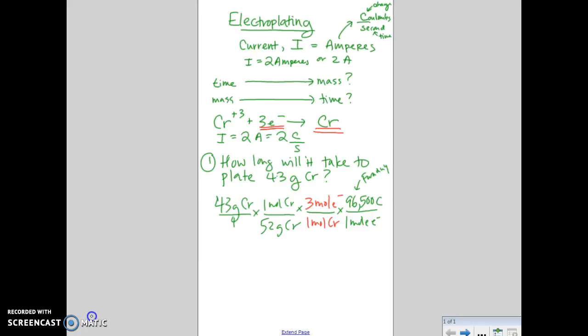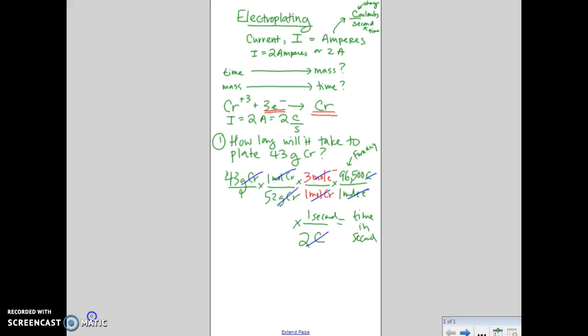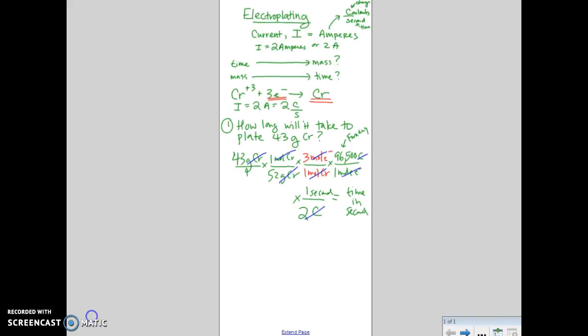And then I'm running out of space here, but you'll notice that we are canceling out all along the way. Now we have coulombs, so we want to now use the current, and our current is 2 coulombs for every 1 second. So that also cancels out. If you do that, you're basically going to be left with time in seconds. So you can see that you're going to start with mass and end with time. And we could go the other way also.